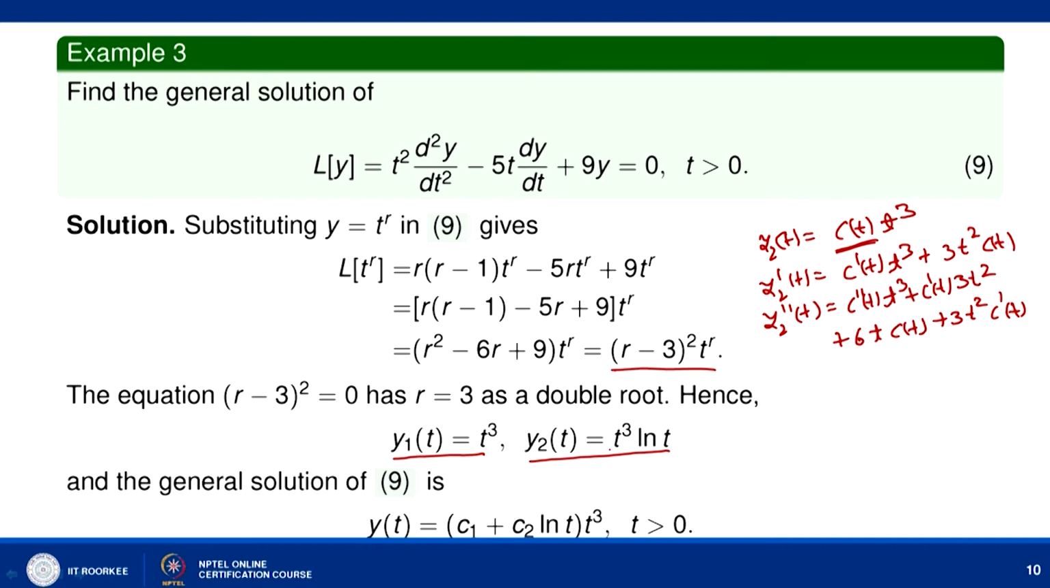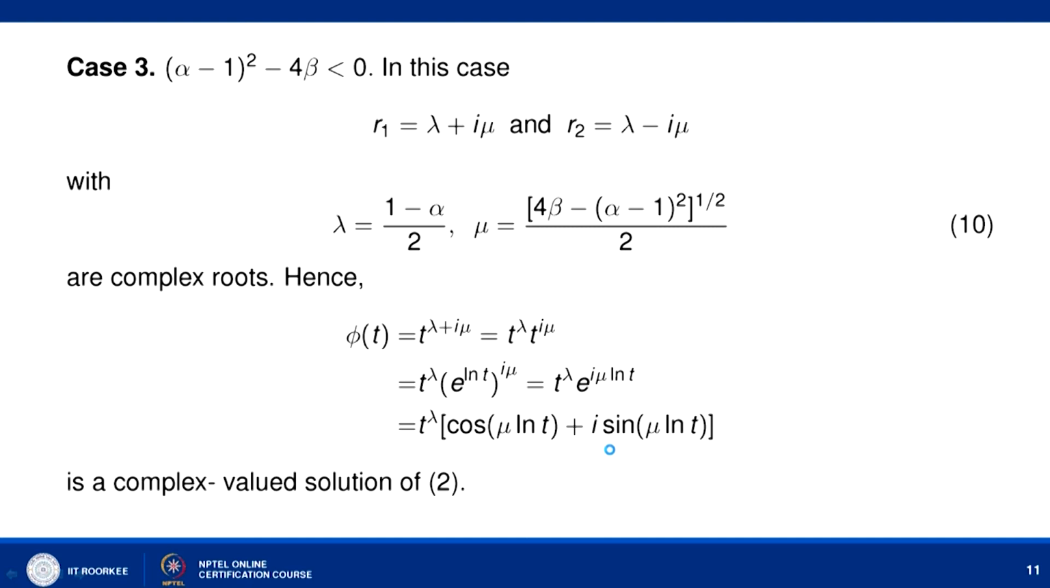So, you try it. Now consider the last case, that is case 3. Here we have (alpha minus 1) whole square minus 4 beta less than 0. So, in this case r1 and r2 come out to be complex roots of this quadratic equation. Here we have r1 as lambda plus i mu and r2 equal to lambda minus i mu, where lambda is given as (1 minus alpha) by 2 and mu is given as the square root of 4 beta minus (alpha minus 1) whole square, divided by 2.